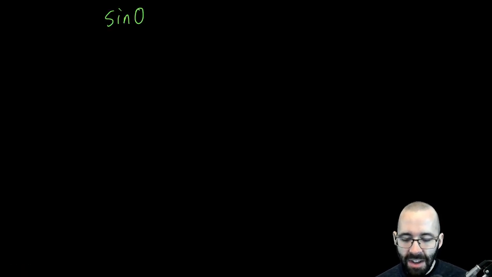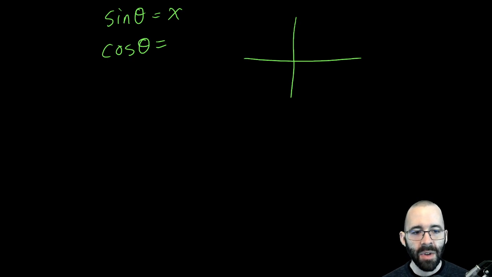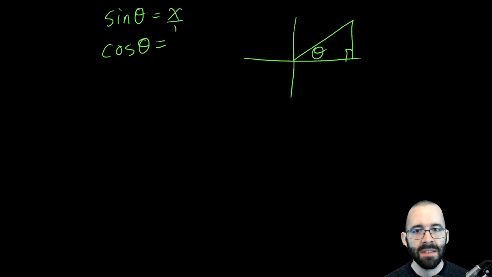All right, well, let's do that on the next page. We know that sine of theta is equal to x. So the question is, what is cosine of theta? Let's draw a picture. It doesn't matter how we draw the picture, since cosine is positive in the first and fourth quadrants. It'll give the same answer. But if this is theta, what does our triangle look like? Well, we can write this as x over 1. Sine is opposite over hypotenuse. So what's the cosine?